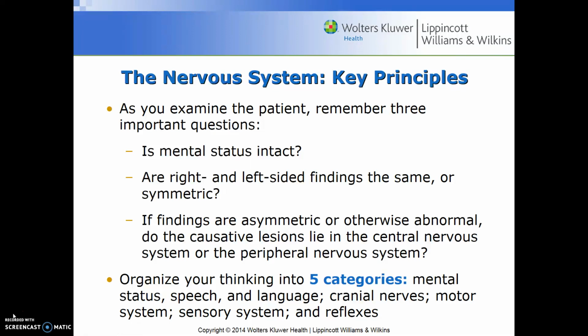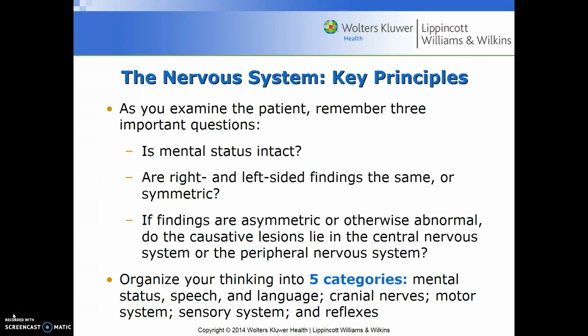I think it's also important to remember as you examine your patient to ask yourself or evaluate if the mental status is intact. Are their right or left-sided findings the same, or are they asymmetric or symmetric? If the findings are asymmetric or otherwise abnormal, do the causative lesions lie in the central nervous system or the peripheral nervous system? And you'll need to know the difference in order to evaluate that.